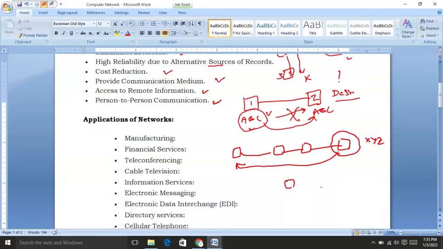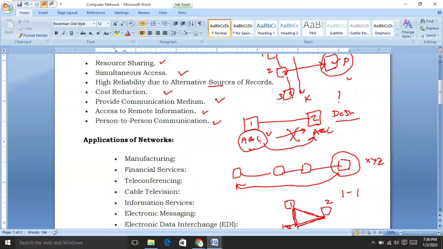Suppose these are the three systems. This is the first system, this is the second system, and this is the third system, all interconnected. The first system is able to send and receive data to the second system, and the second system is able to send and receive data to the third system, as well as the third system being independently able to send and receive data with the first system. That means we can establish one-to-one communication. So these are the uses of networks.